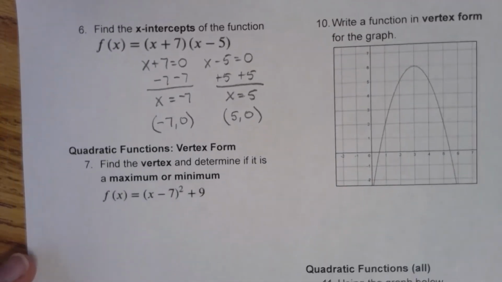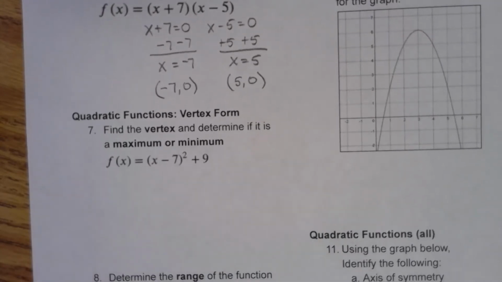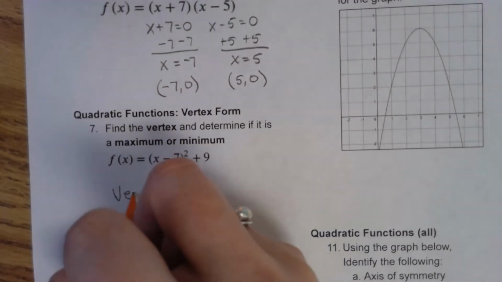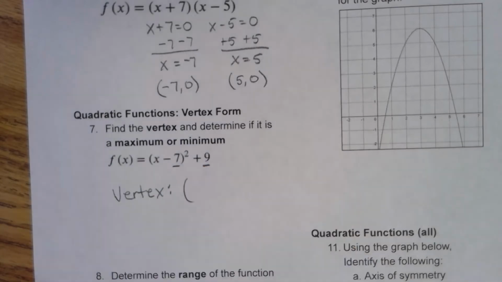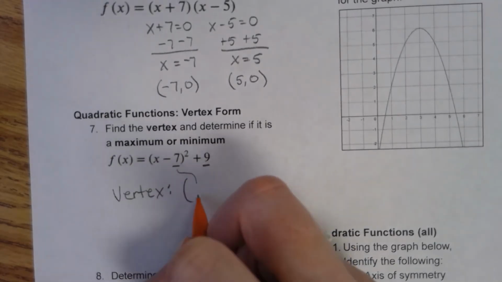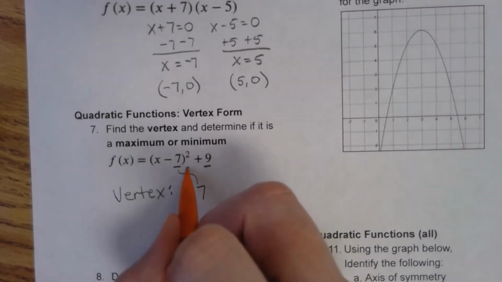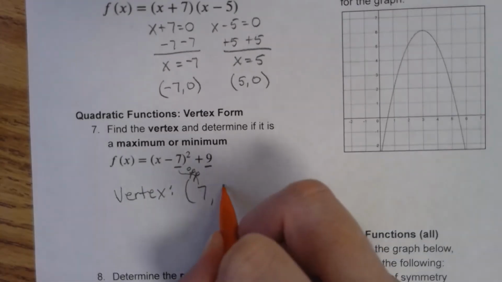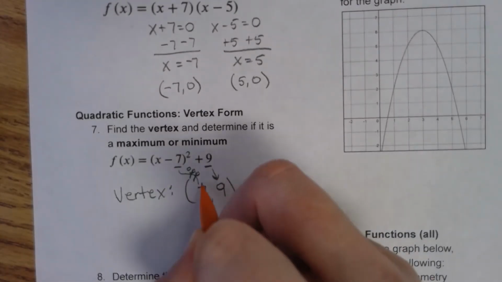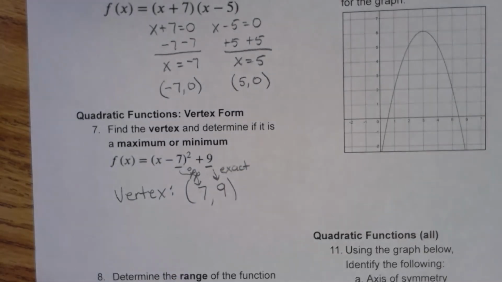Question number 7. Now for vertex form, we're going to find the vertex and determine if it is a maximum or minimum. So first of all, our vertex is going to be the HK value. For H, we write down the opposite of what we see. We see a negative, so I'm writing down a positive, the opposite of what I see. For the K value, we write down exactly what we see, the exact value. So that is our vertex.